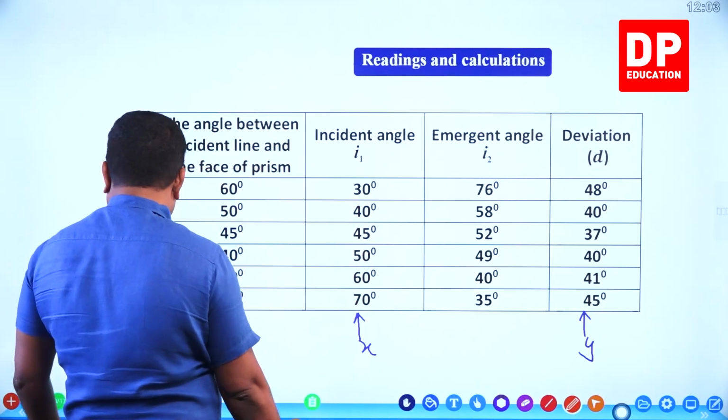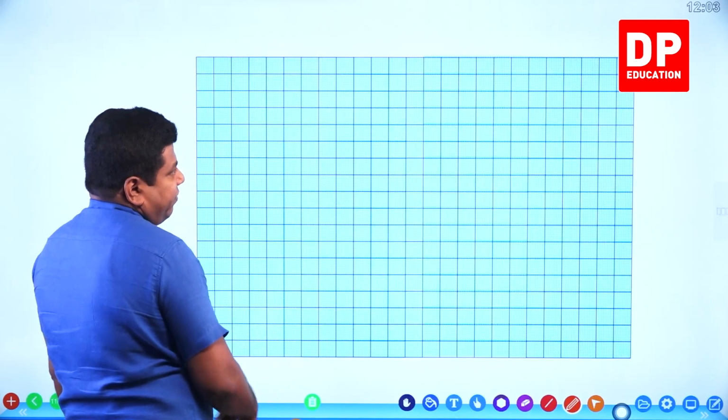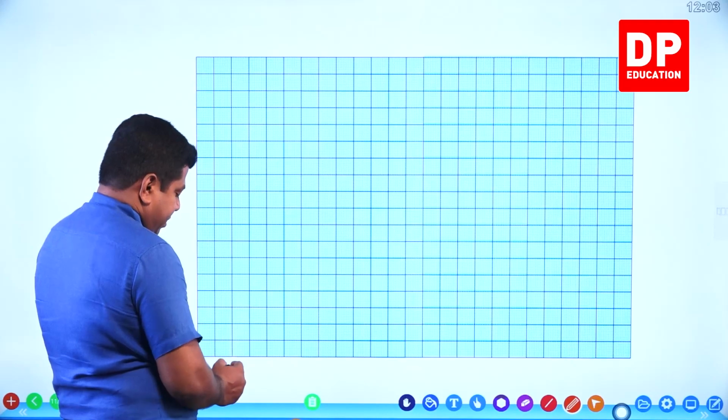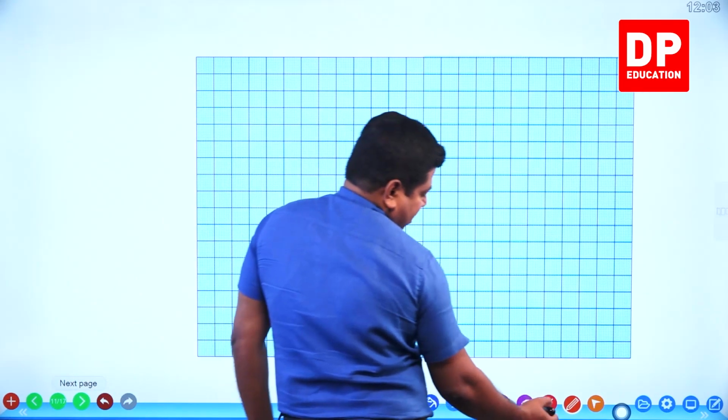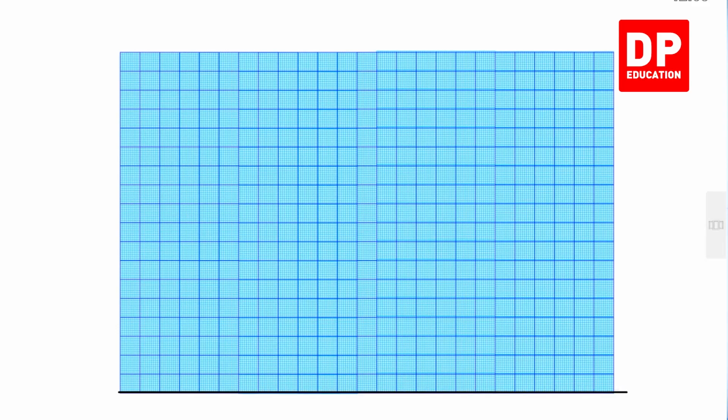We need from 30 to 70. You know, we have 75 sections here. We will take 3 by 3. Then let me draw the axis first. That's the x-axis. That's the y-axis. I1. Or you can even just say I and D. Deviation. Let's mark the points.